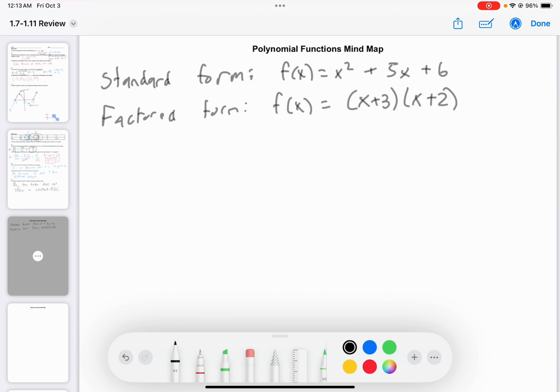Factored form is good at showing us the zeros of a function, right? I can just set these equal to 0. And standard form is good at showing us the degree.